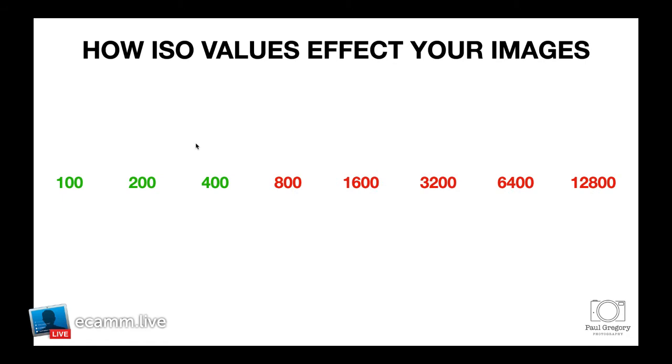I've gone 100, 200. I can't see because my zoom menu is all over it. So you've got 100, 200, 400, 800. 100, 200, 400 are in green. Okay, 800, 1600, 3200 and 6400 are all in red. Why is that? The green values, the 100, 200, 400, are low ISO values.